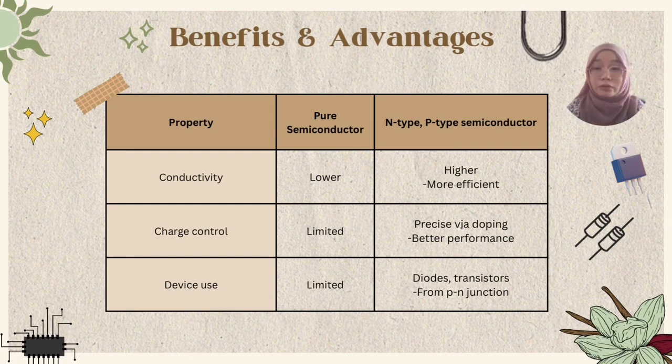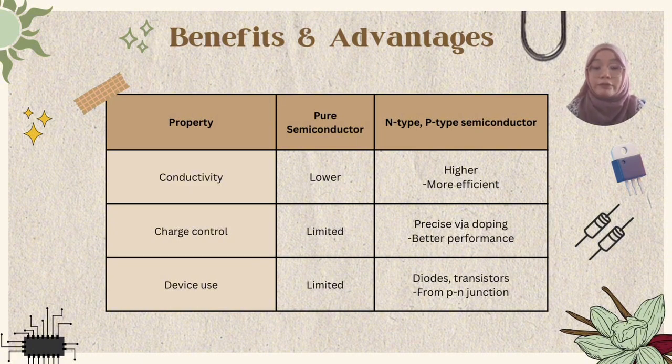So this allows current to flow more easily. Next, for charge control. Charge control in pure semiconductors is limited. However, in n-type and p-type semiconductors, we have precise control via doping, resulting in better device performance.